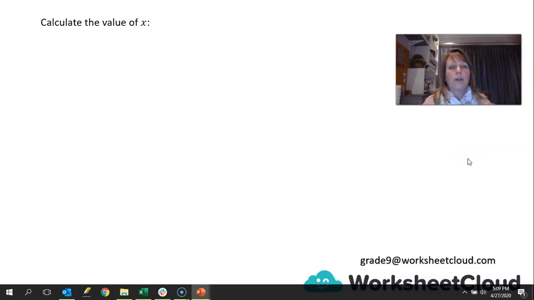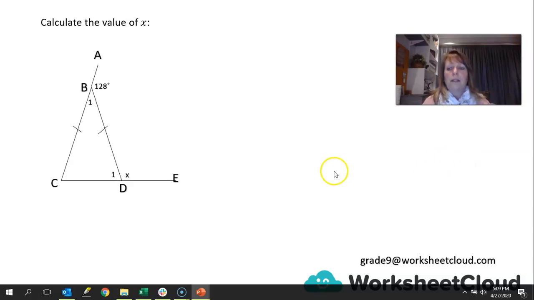Okay, now we've got to calculate the value of x in that diagram. Let's see, here's x down here, right? We now need to calculate this value, but we are only given that value there. The other thing that we are given is that this is an isosceles triangle. So let's have a look.